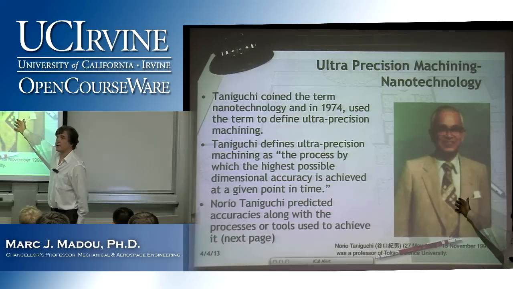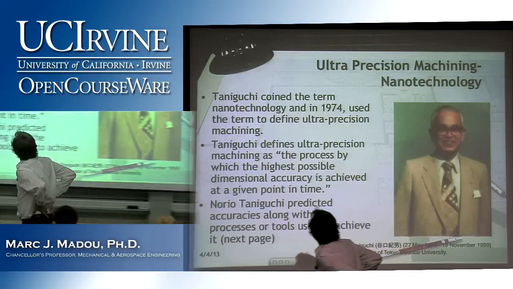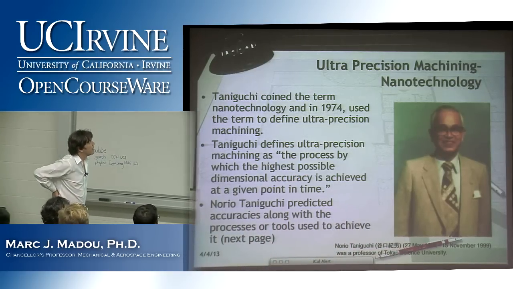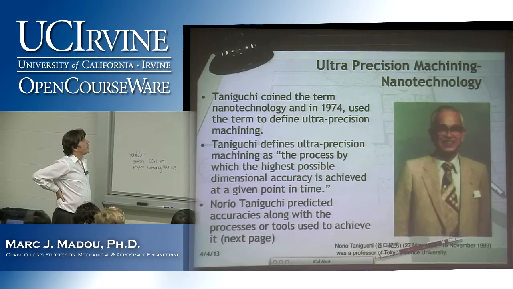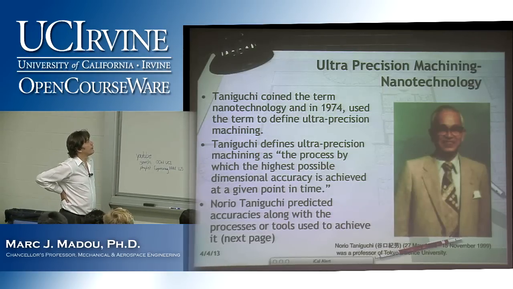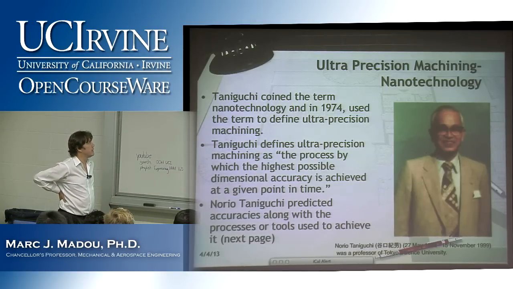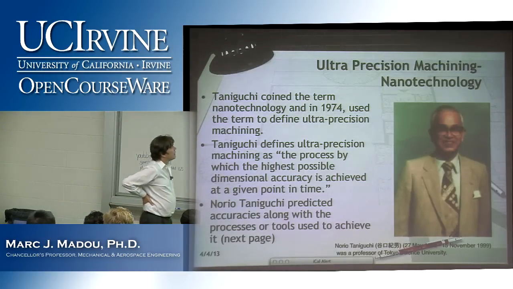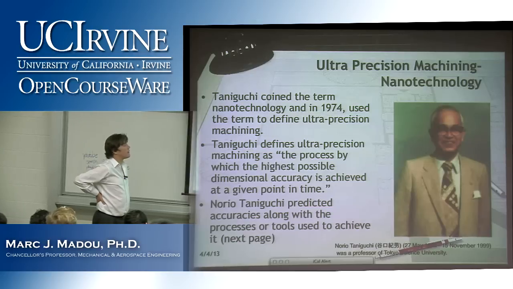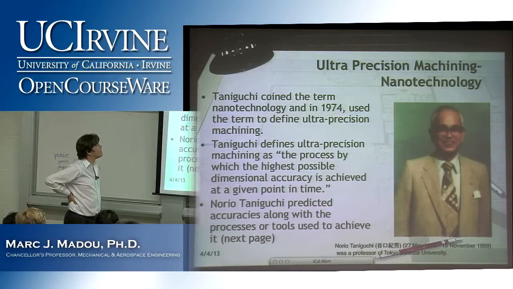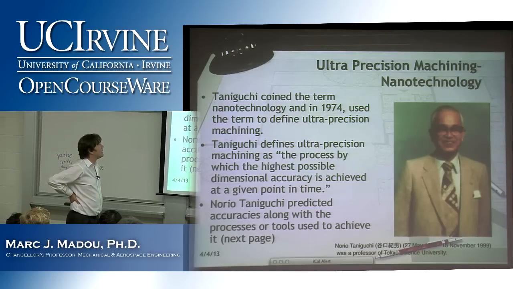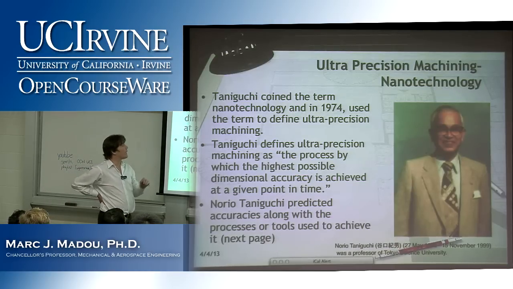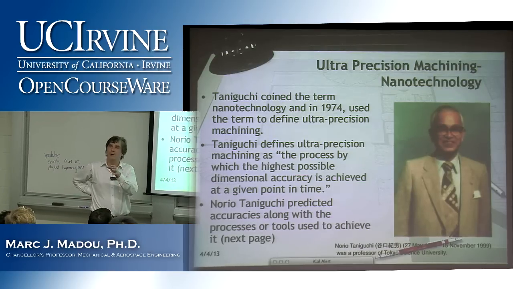And we had come right here, isn't it? We were talking about this man, Taniguchi, who coined the term nanotechnology, and in 1974 used that term to define ultra-precision machining. And so what's the definition of that? He defines it as the process by which the highest possible dimensional accuracy is achieved at a given point in time.